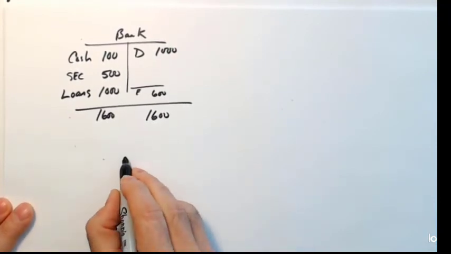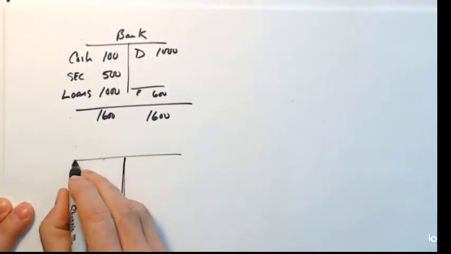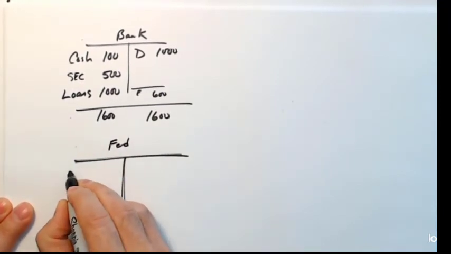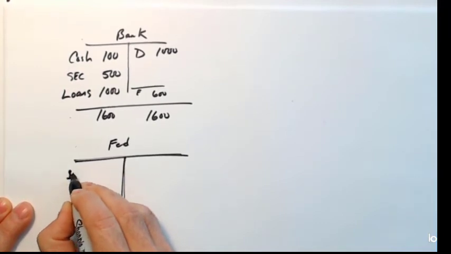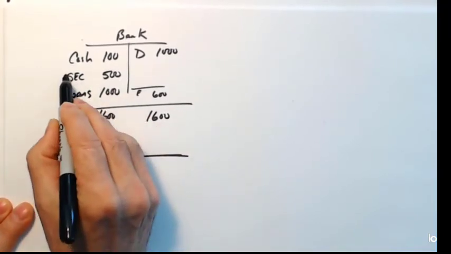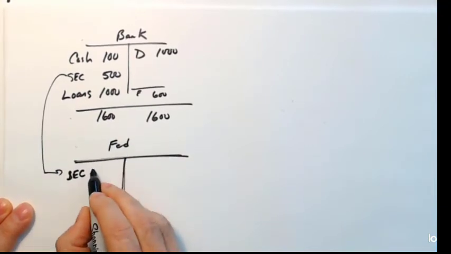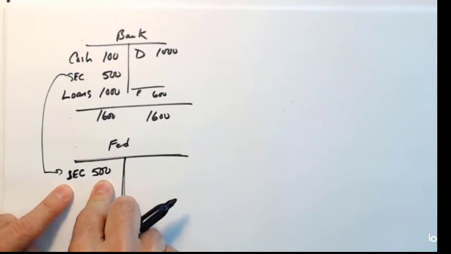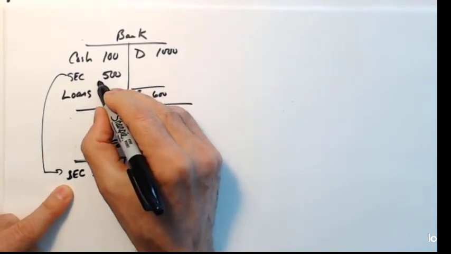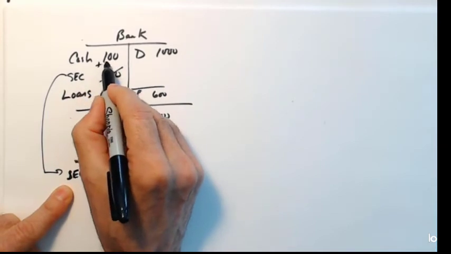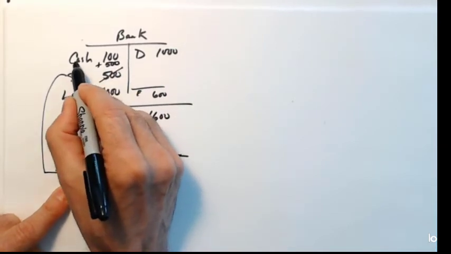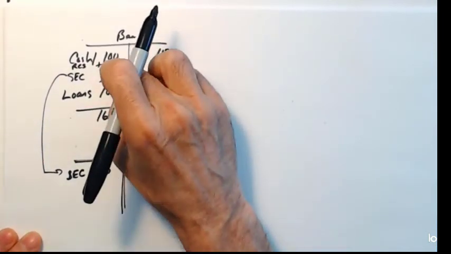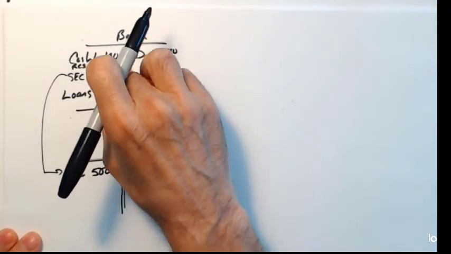So here's the Fed's balance sheet. And what it's going to do is buy securities. Let's say it buys these 500 securities, $500. And so it's going to be an asset on the Fed's books, right? And so this will go away, and it'll give $500 in cash. Or remember, cash/reserves is the term for this account. And so cash reserves go up by $500.